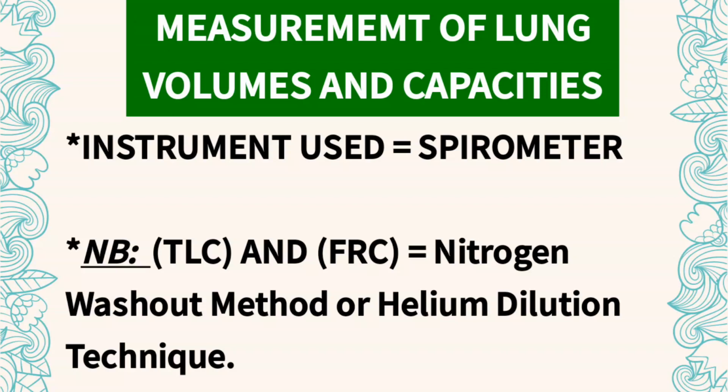So I can just say that out of the four capacities, which are the inspiratory capacity, the vital capacity, the functional residual capacity, and the total lung capacity, the inspiratory capacity and the vital capacity can be measured by spirometer, and the total lung capacity and functional residual capacity can be measured by nitrogen washout method or helium dilution technique. And for the lung volumes, the spirometer can measure everything except the residual volume. So I hope you get that.